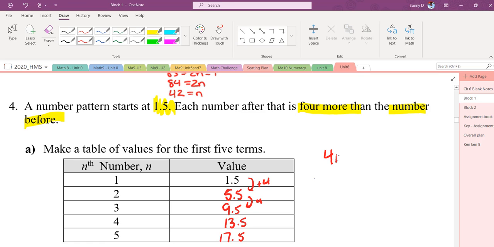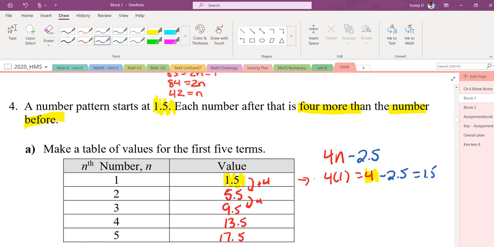So for figure 1 here, 4 times 1 equals 4. It should have equaled 1.5. So what do we need to add or subtract to make it equal 1.5? Yes, Jacob? 2.5. Let's subtract 2.5, right? So 4 minus 2.5 equals 1.5. So our formula should be minus 2.5.